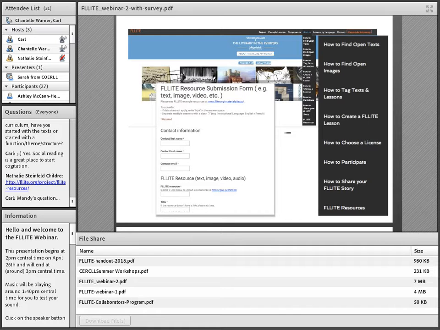But one of the things that we've talked about in the previous workshops that we've done, and you'll find some resources on this in the FLLITE resource page and also in Joanna's first webinar, is when you do start with a function or a theme or a structure, how do you go and start to find those kinds of texts, and what kinds of play might you look for? And I suppose I'm talking more within a lesson, and I think your question is also about a curriculum. So thinking also about how these different choices of text relate to one another.